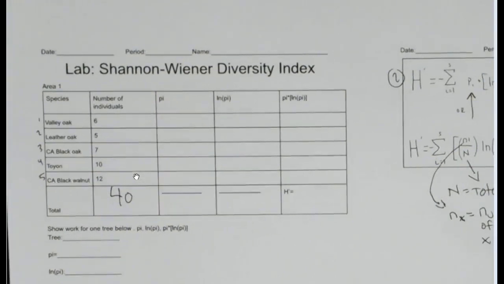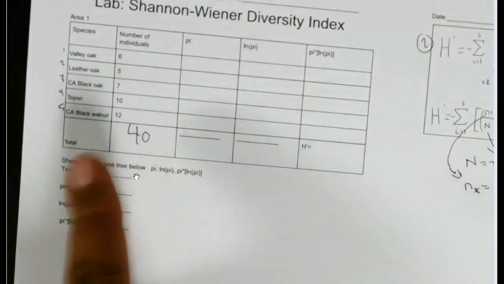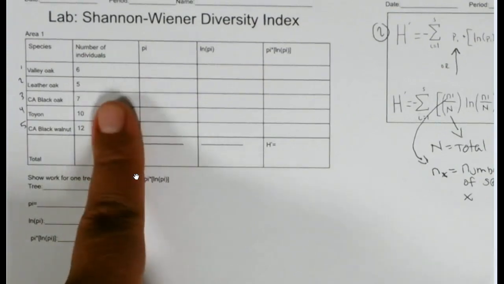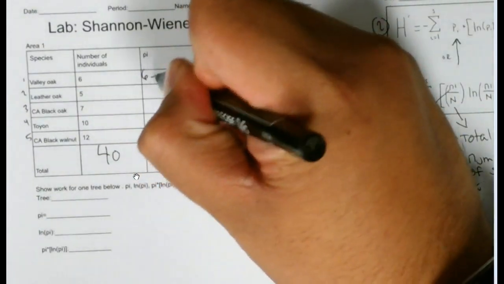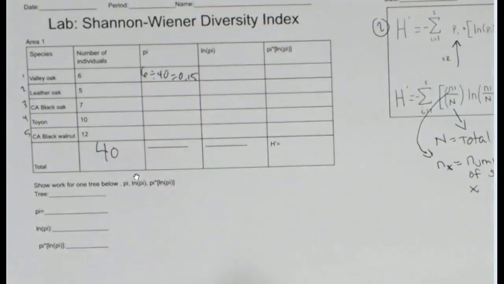Now, it's just a percent. Again, I'm taking n of x, or n1, so that's 6, and dividing it by n, my total 40, to get my percentage. So it's just 6 divided by 40. And that's going to give me 0.15. Now for the next part, you're going to have to get the natural log of the percent. And again, I'll walk you through the rest of this in class, but I just wanted to clarify this part first.